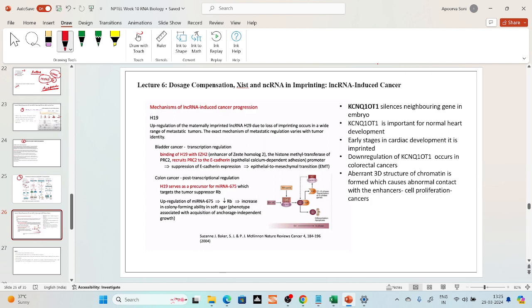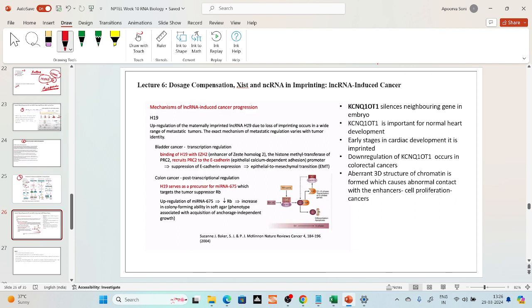So what happens? Upregulation of this maternally imprinted lncRNA H19 due to loss of imprinting occurs in a wide range of metastatic tumors. So basically, this lncRNA, H19, is genomically imprinted. But if a gene which is imprinted, a gene which is silenced, is also expressed, then that leads to the formation of a lot of tumors. So that is the case.